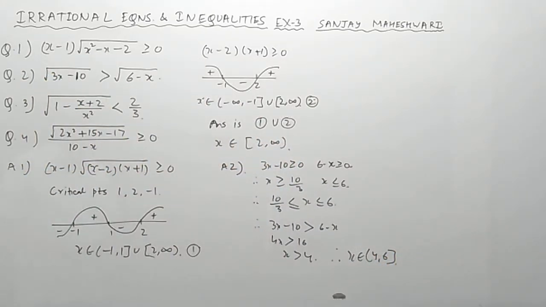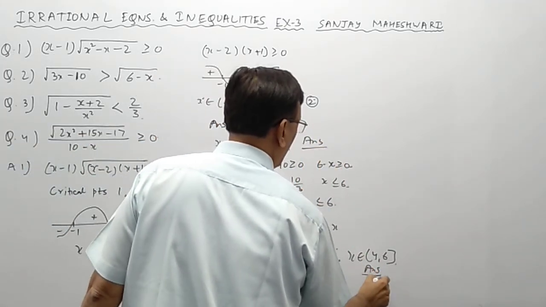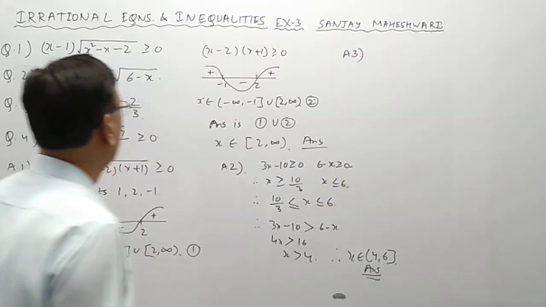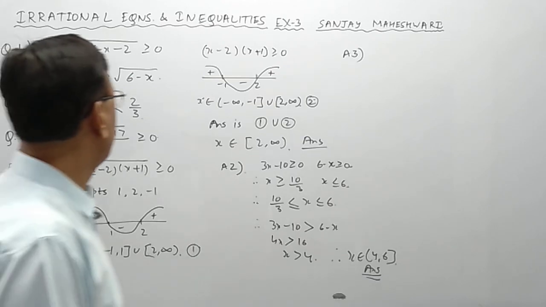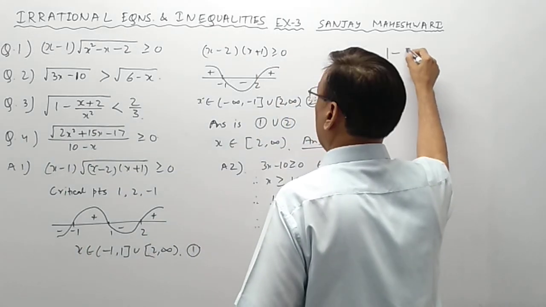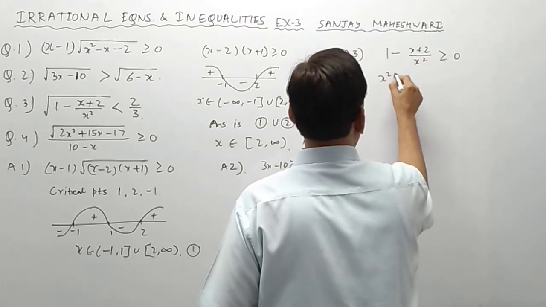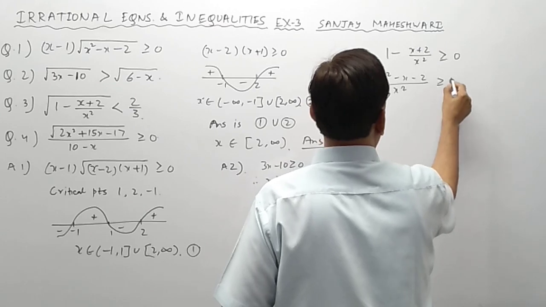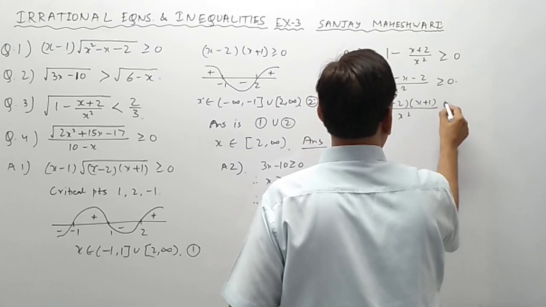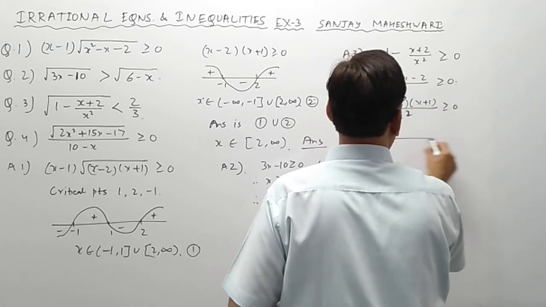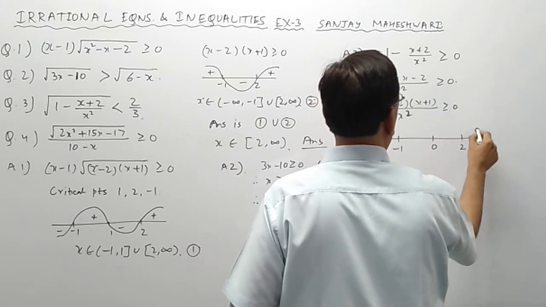So this is the answer to question number 2. Now we'll start with question number 3. Here we can see both the quantities are positive quantities. Number 1, 1 minus x plus 2 by x square should be greater than or equal to 0. Therefore x square minus x minus 2 by x square is greater than or equal to 0. (x minus 2)(x plus 1) by x square greater than or equal to 0. On the wavy curve we will see that the critical points are minus 1, 0 and 2.